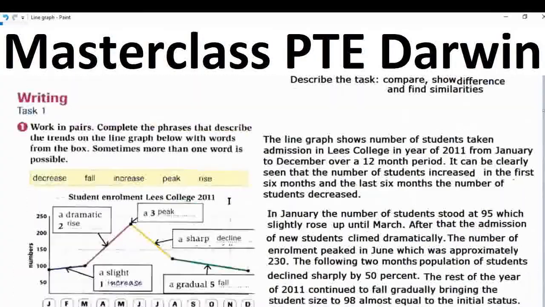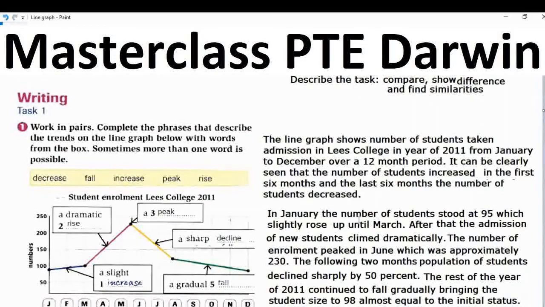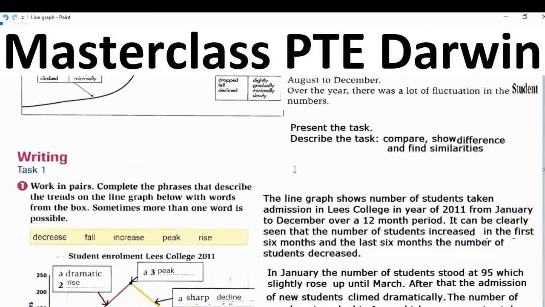And how to compare? The comparison is like it fell by 50%. So how many students did it gain? Here we can say that it gained 5% new students. In March, there were like 5 or 6 new students. So from 95 to 105 is like a 6% increase or something like that. So we can use this comparative term as well.